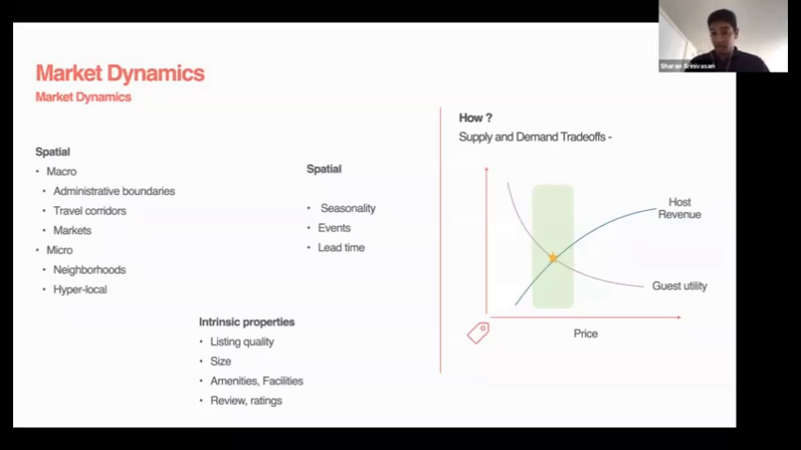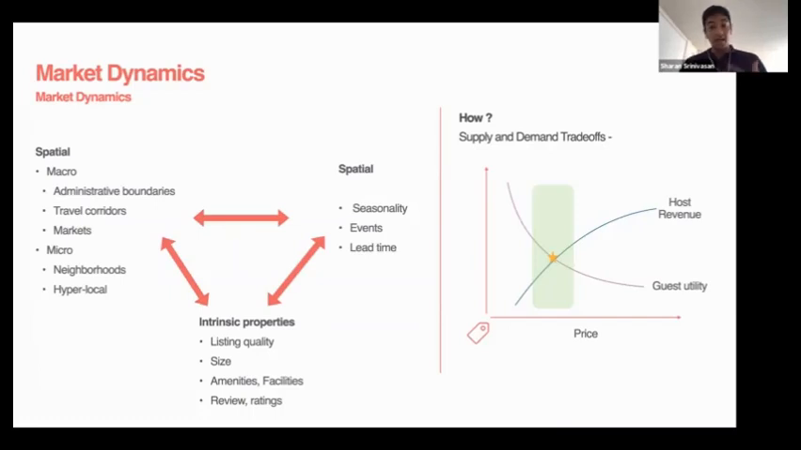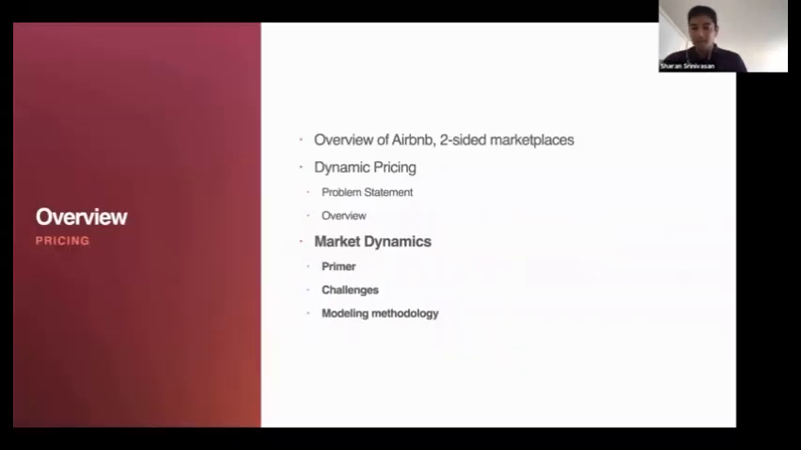Besides spatial, we also have temporal attributes, like seasonality, events, lead time, etc. And we also have intrinsic properties of the listing, like how good your listing is, how big it is, what kind of reviews you've got, etc. These also influence what kind of price you can set for this listing. As you can imagine, all these three factors interplay with each other. You can never have one without the other, and neither can live by themselves. So today we'll be focusing on lead time, which is a very important temporal aspect of things. That's a high level overview of the pricing problem.